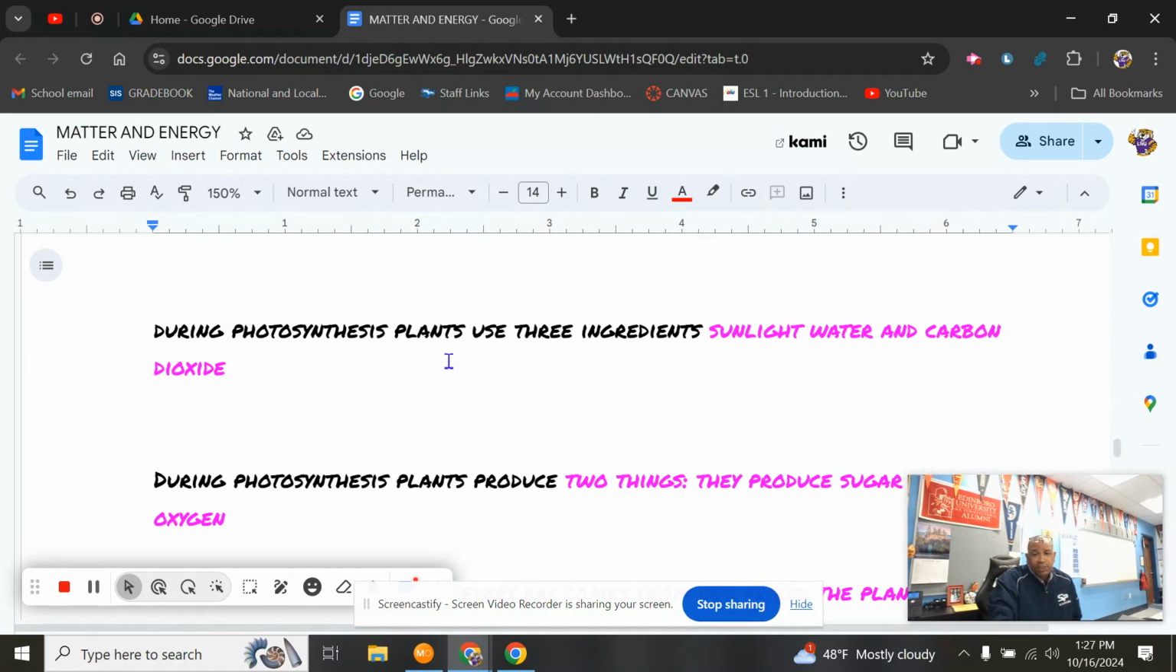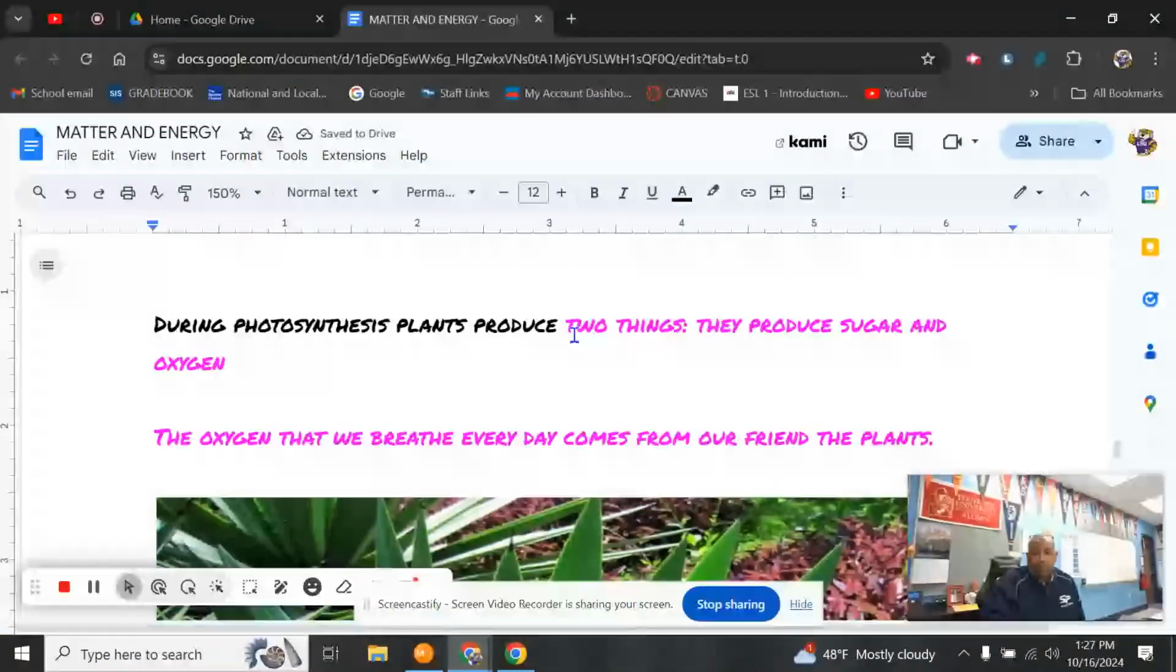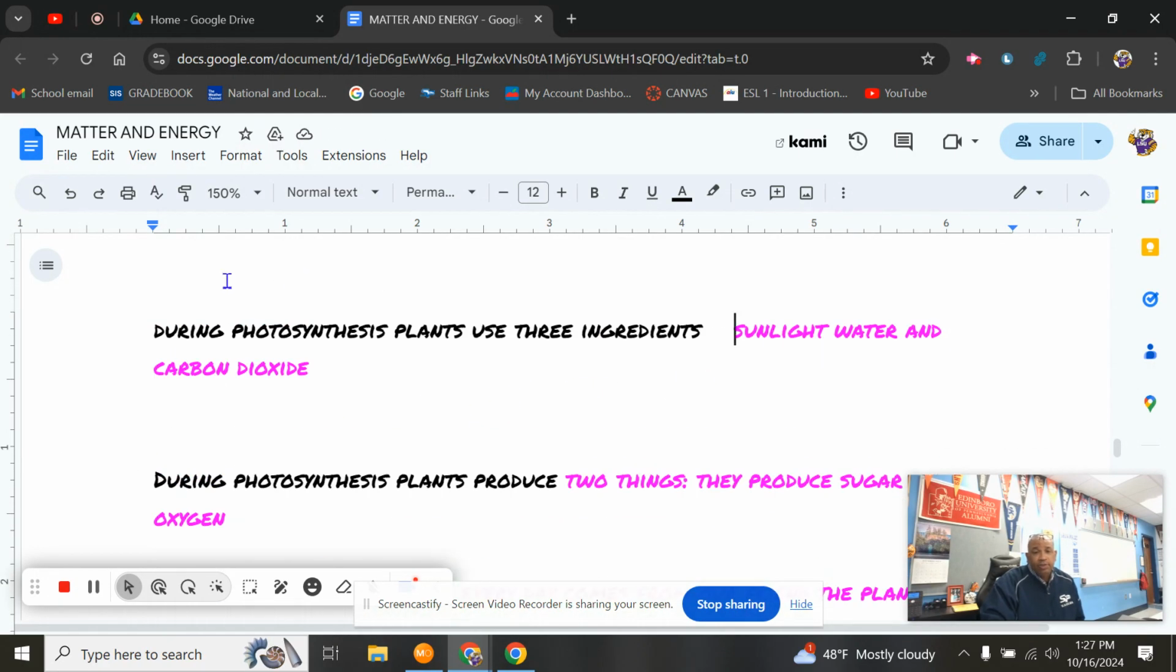During photosynthesis, plants use three ingredients: sunlight, water, and carbon dioxide. During photosynthesis, plants produce two things: sugar and oxygen. Trust me, boys and girls, these two are going to be on the test. Don't say I didn't warn you.